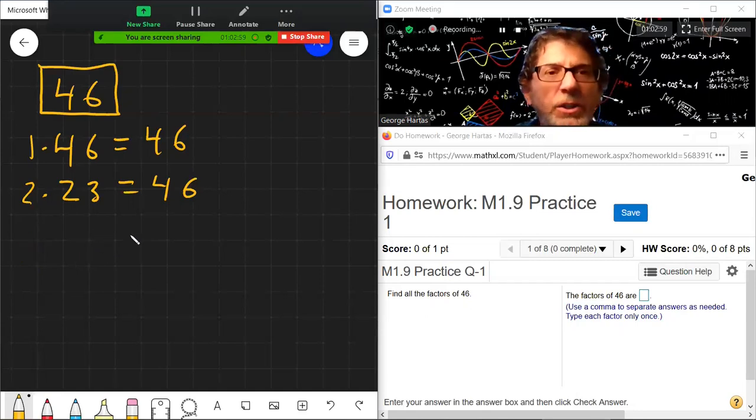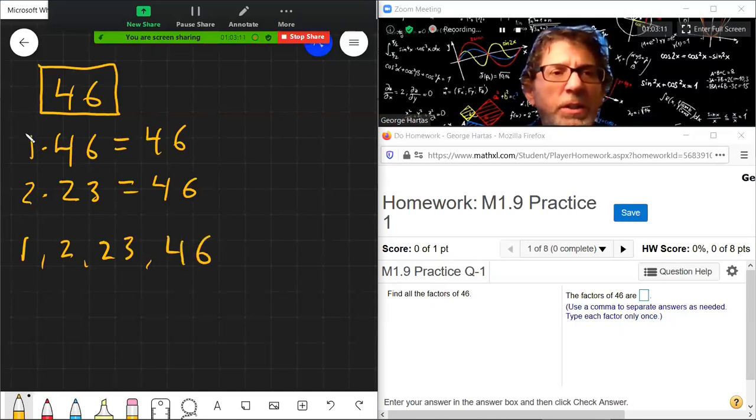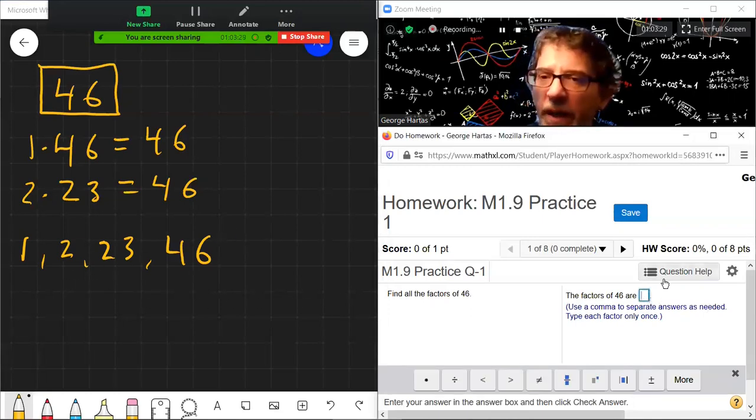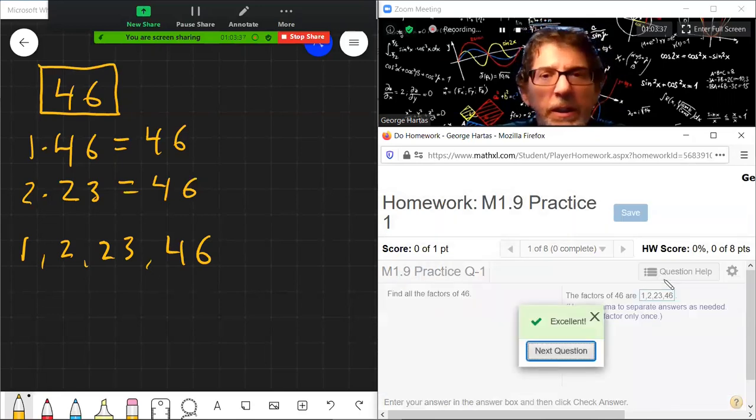So the answer to this question is 1, comma, 2, comma, 23, comma, 46. You're going to list these in order with commas in between as they say here. And if there were factors that appear twice, you would list it once. But nothing appeared twice here. So let's type that in there and see if that's what they're looking for. 1, comma, 2, comma, 23, comma, 46. All right, so that's how you find all the factors.